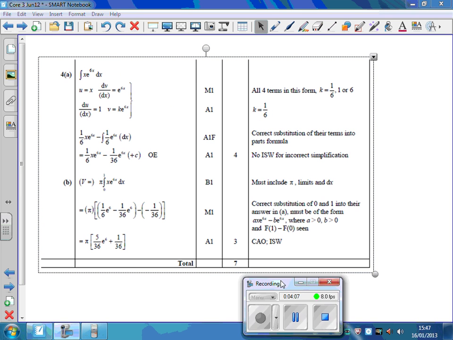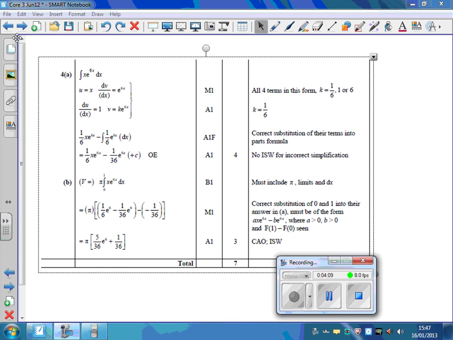Mark scheme. Yeah, just what I've got. And examiner's report.